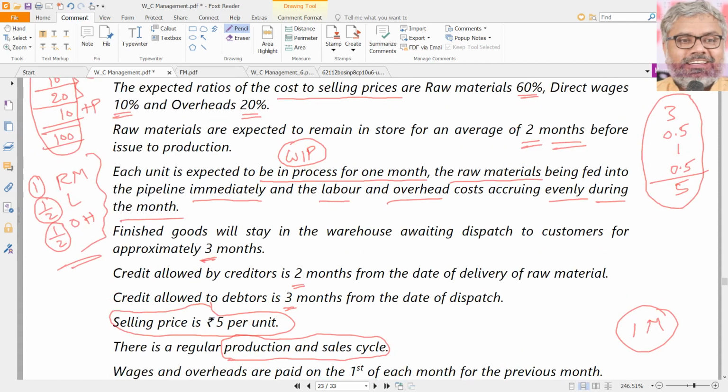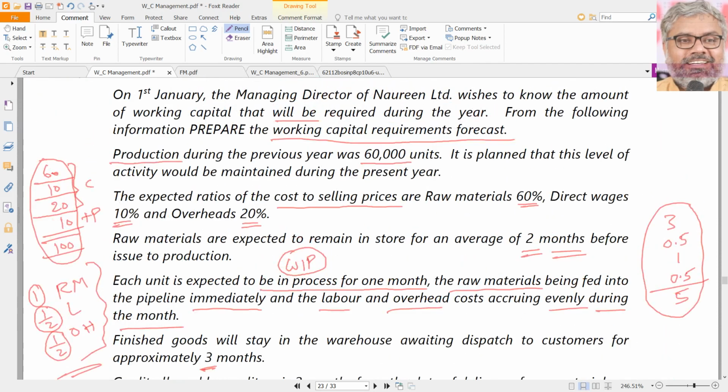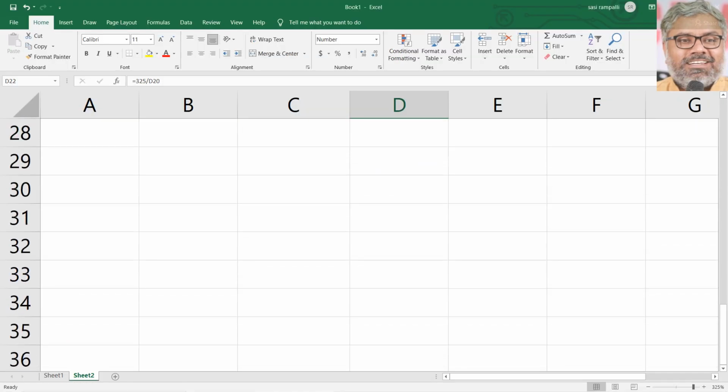From this, we need to estimate the working capital requirements. How to do that? Of course, we need to compute the working capital, and the main answer will always be like this: a statement showing computation or estimation of working capital requirements.